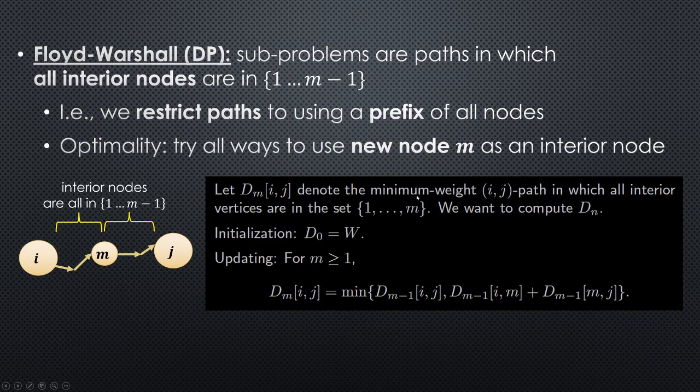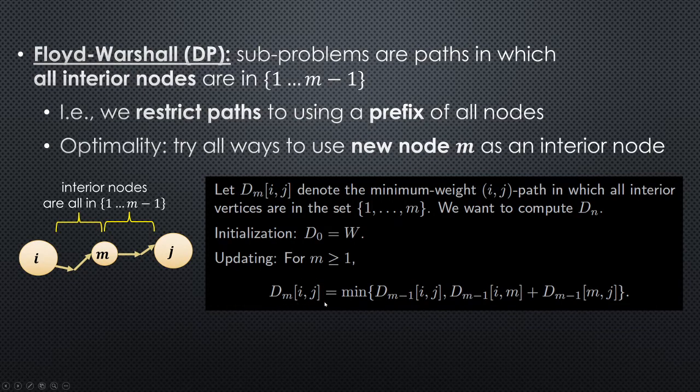So it just becomes the minimum weight i to j path, which is the solution we're looking for. So the initialization is, d0 is just the weight matrix, because d0 is I'm not allowed to use any interior vertices. So there can't be any interior vertices on a path. A path just has to be a single edge. Well, that's exactly the weight matrix. And then we update dm as follows.